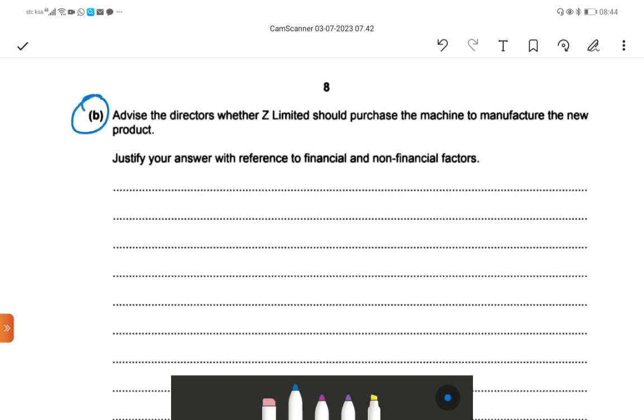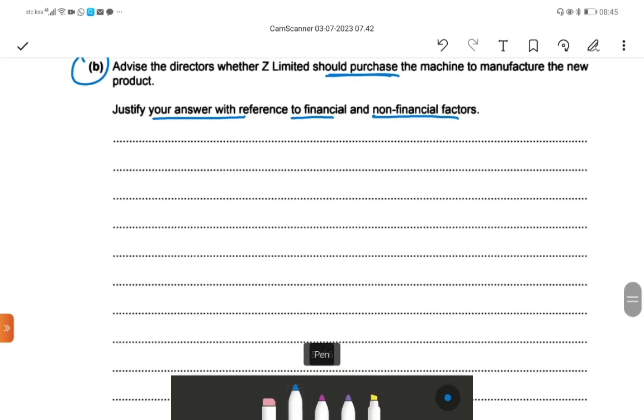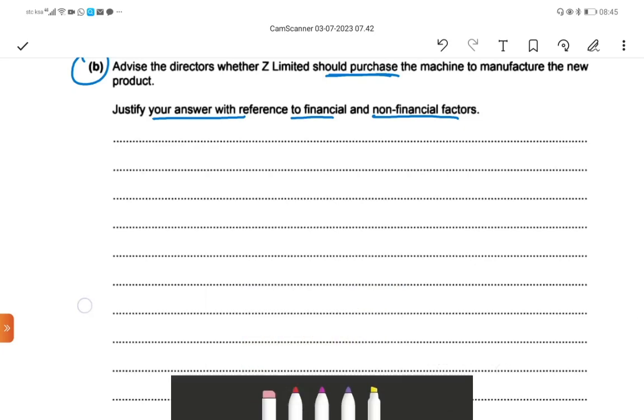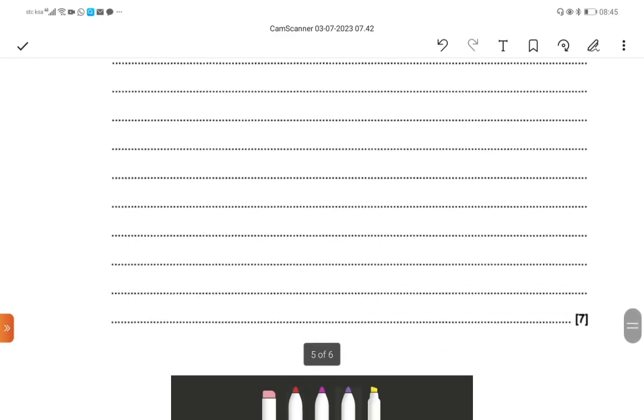Advise the directors whether Z Limited should purchase the machine to manufacture the new product. The manufacturing price and everything we have calculated now: payback period, internal rate of return, average rate of return and net present value. So now they are asking us to advise whether they should purchase the machine or not. Justify your answer with reference to financial and non-financial factors. So children, when you are writing the answer, you have to clearly write financial and non-financial factors. First you check what the total mark is. The total mark given is 7.